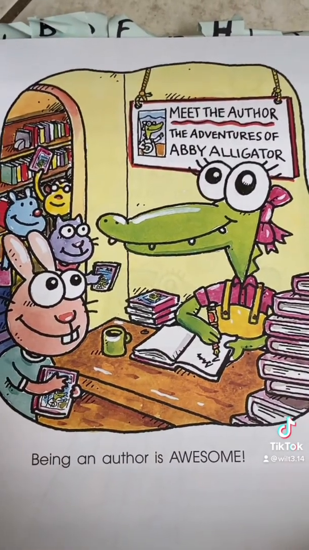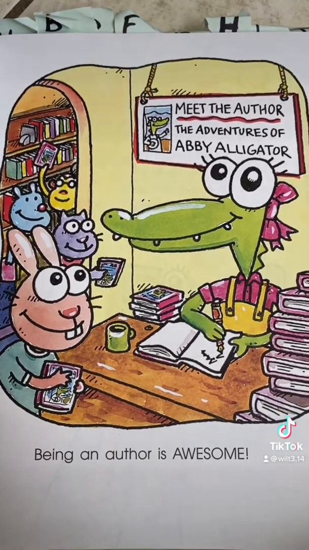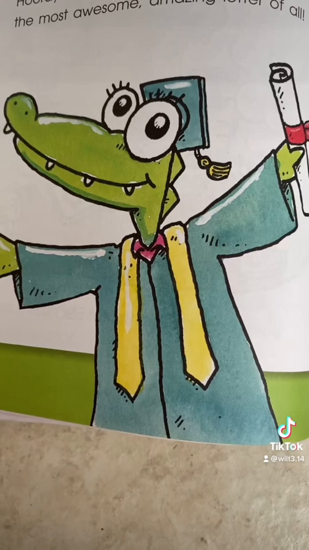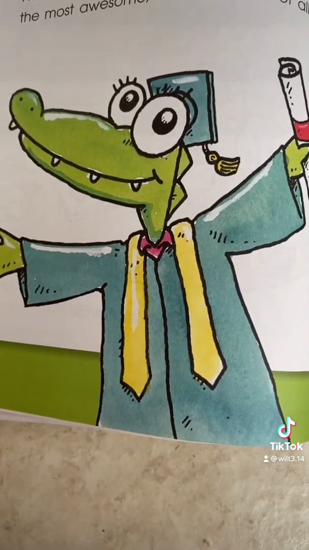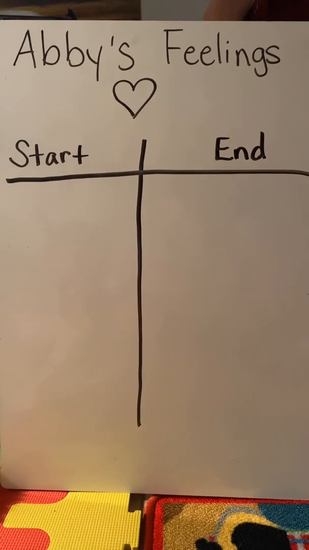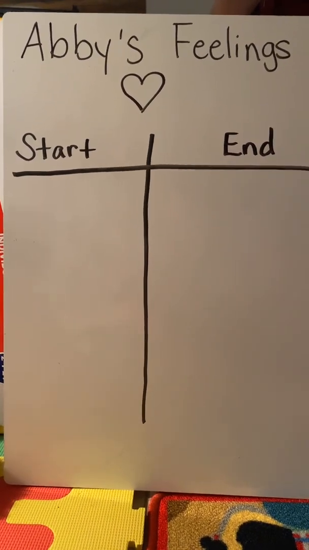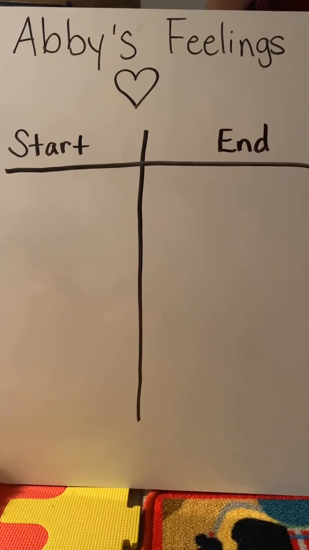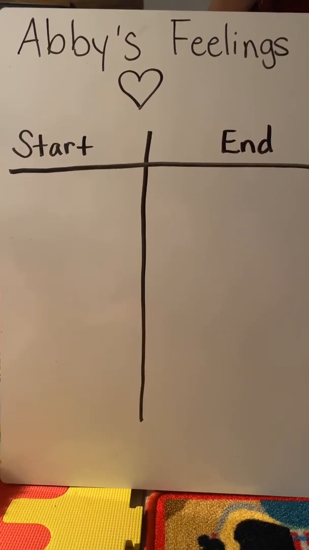Let's talk about how Abby the alligator feels now versus how she felt at the beginning of the story. How have Abby's feelings changed? After reading the adventures of Abby the alligator, create a chart like this so we can talk about Abby's feelings at the start of the story and how they changed at the end.